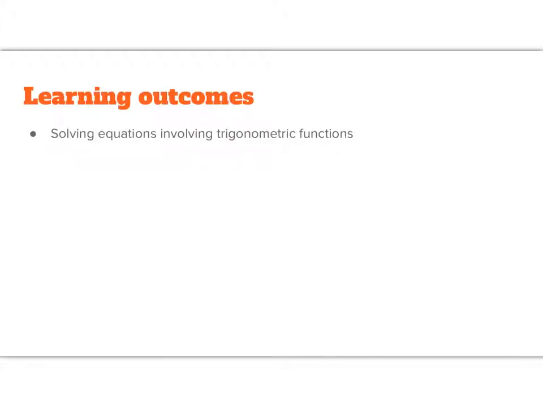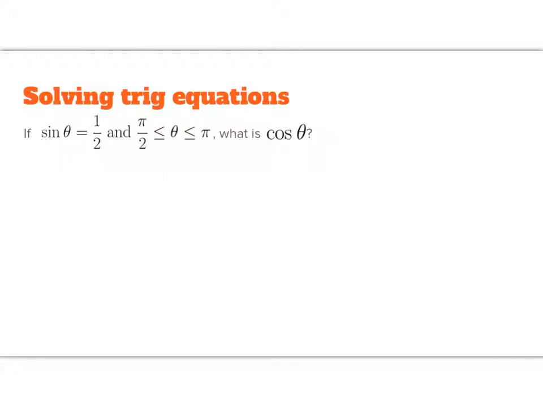So we're really just going to look at solving equations using trig functions. We will do one problem on unit conversions, basically. So, solving trig equations. If sine theta is 1/2 and theta is between pi over 2 and pi, what is cosine theta? So first off, what do we know? We know sine theta is 1/2, and we know that theta is between pi over 2 and pi.